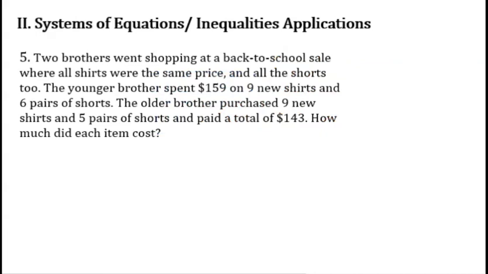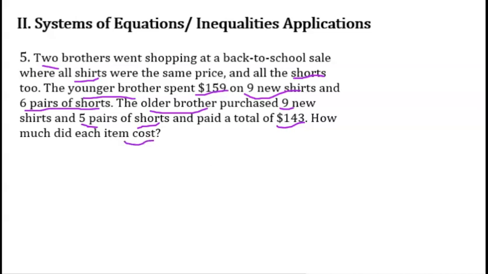Part 2. Systems of equations, inequalities, applications. Number 5. Two brothers went shopping at a back-to-school sale where all shirts were the same price and all shorts too. The younger brother spent $159 on 9 new shirts and 6 pairs of shorts. The older brother purchased 9 new shirts and 5 pairs of shorts and paid a total of $143. How much did each item cost?